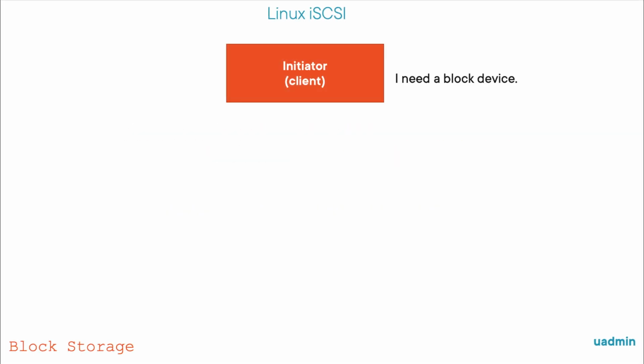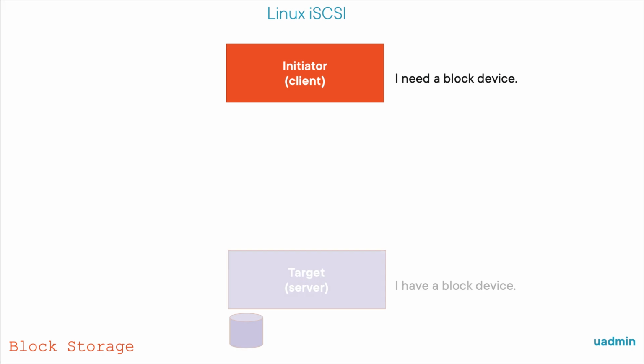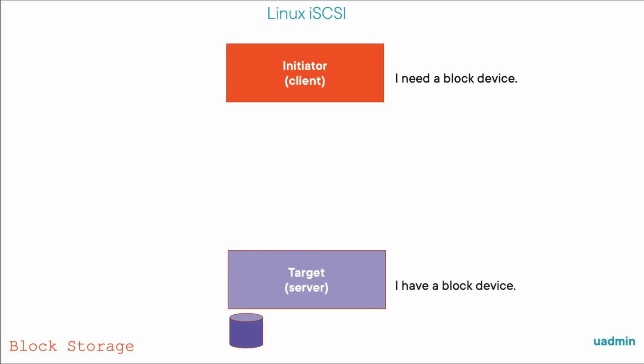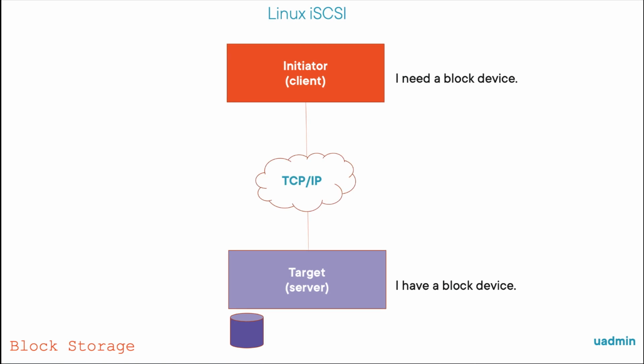iSCSI is a protocol related to block storage. In fact, there are three layers involved. First, there's the client, or initiator as it's called, and it's very simple. The initiator wants something, a device that it can use as if it were a local drive, so it needs a disk drive. Then there's the server, or target as it's called, and the target has something to offer. It has a block device that it can offer to the client, or to the initiator. And thirdly, there's a TCP/IP network via which this can all be arranged.